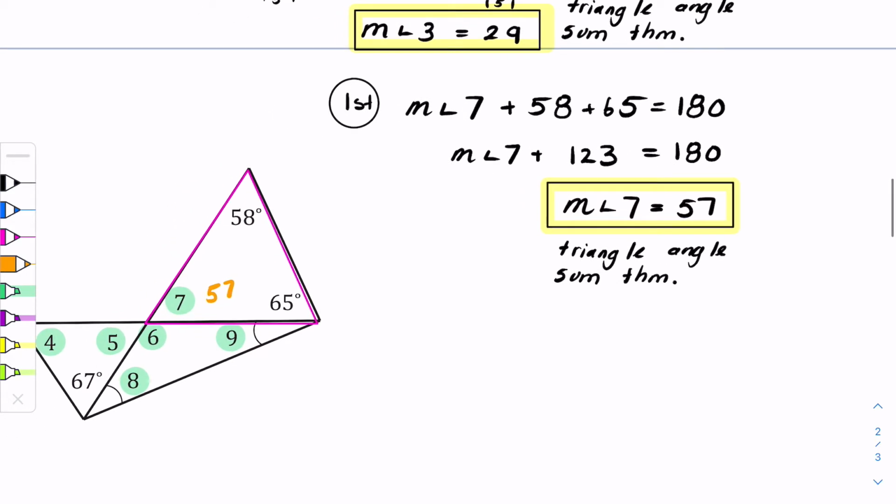Okay, from previous theorems that we've worked with, if we know that the measure of angle 7 is 57 degrees, we have a vertical angle right here, so we know that the measure of angle 5 is also going to be 57 degrees, and that is because of the vertical angle theorem.